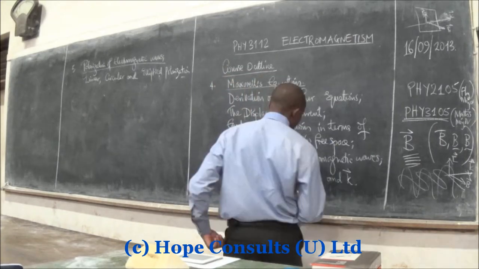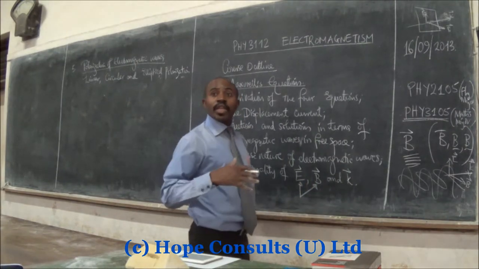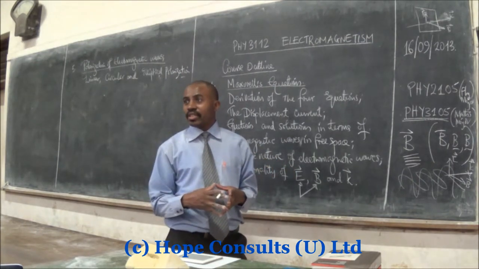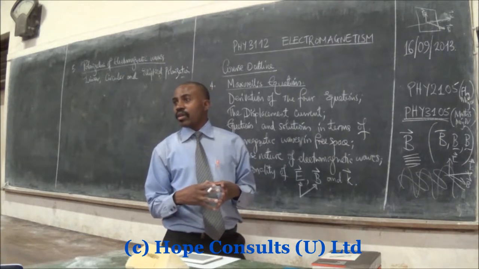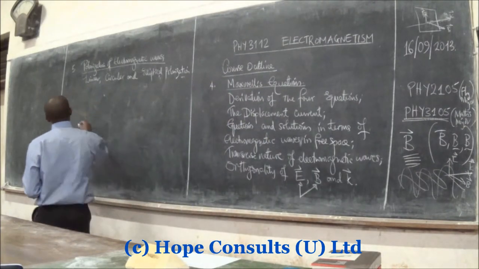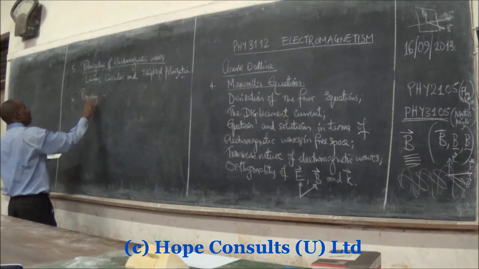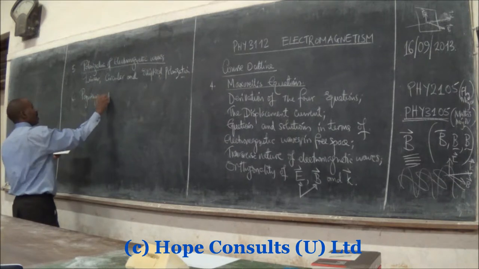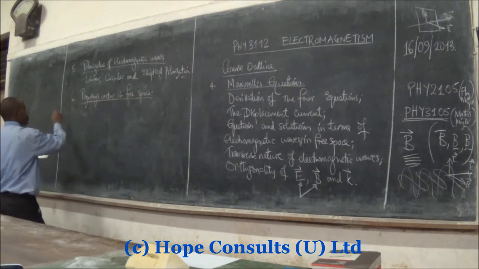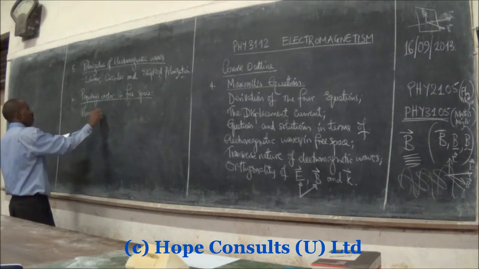Whenever you have two waves, E and B, because of their interaction together, as they move along the propagation, they carry the energy. The energy per unit area is what we call the Poynting vector. So the next part of the course is the Poynting vector in free space. And under this we shall look at plane electromagnetic waves.